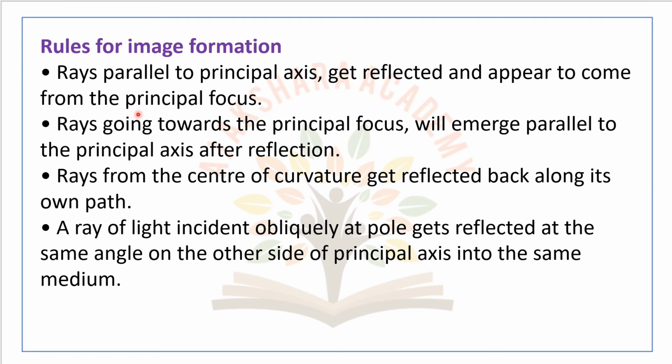Okay. A ray which is parallel to the principal axis gets reflected and appears to come from the principal focus. The second one is the rays going towards the principal focus will emerge parallel to the principal axis after reflection. The rays coming from the center of curvature retrace the same path, and the angle of incidence equals the angle of reflection by the law of reflection. So a ray of light incident obliquely at the pole gets reflected at the same angle on the other side of the principal axis into the same medium. Okay. Next.